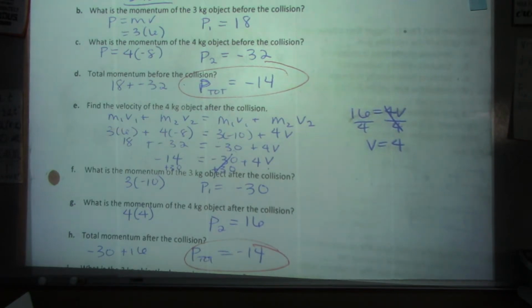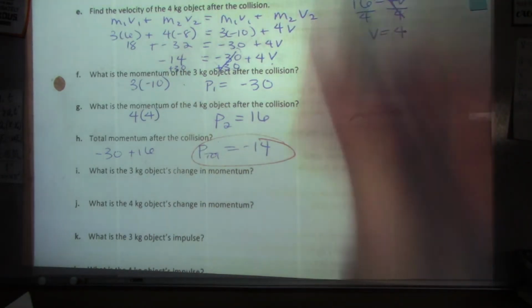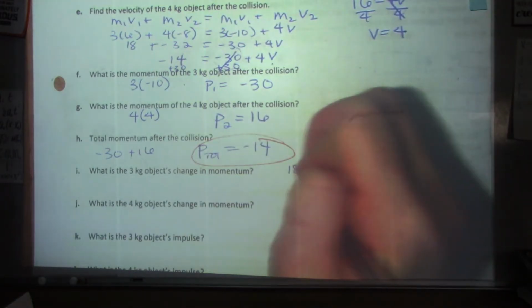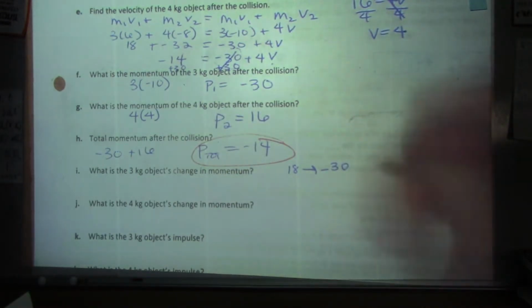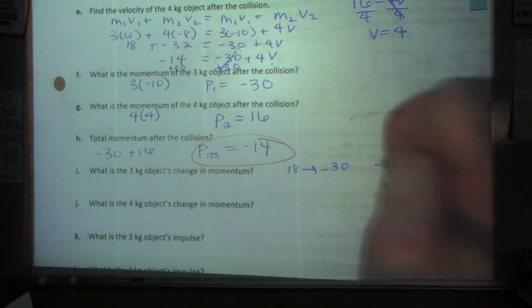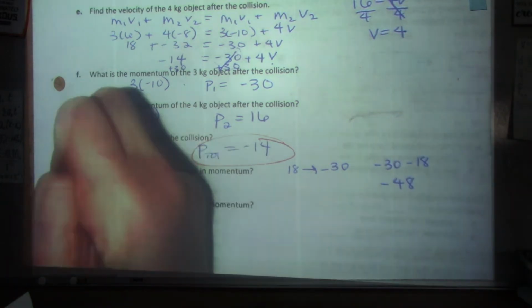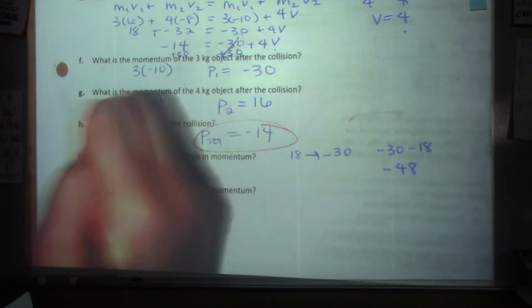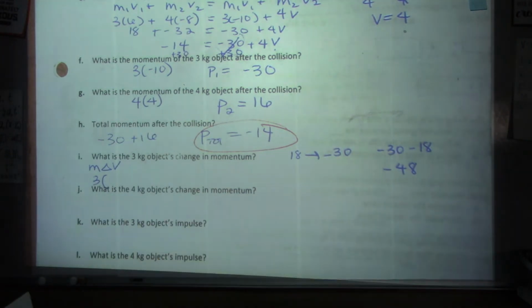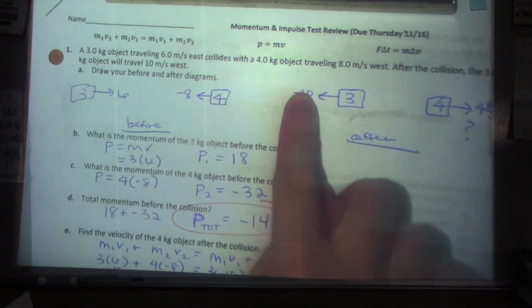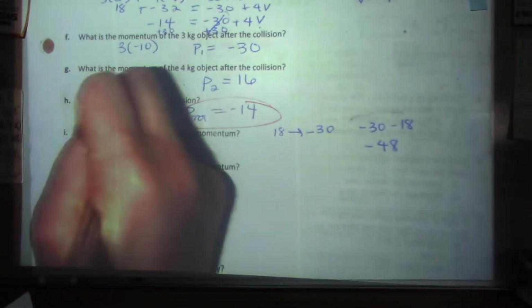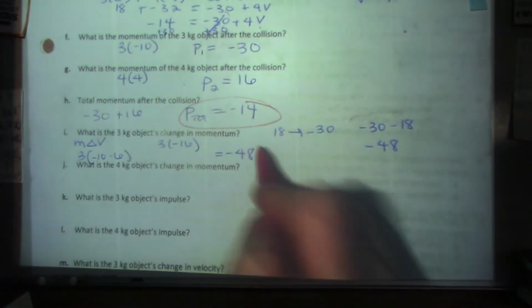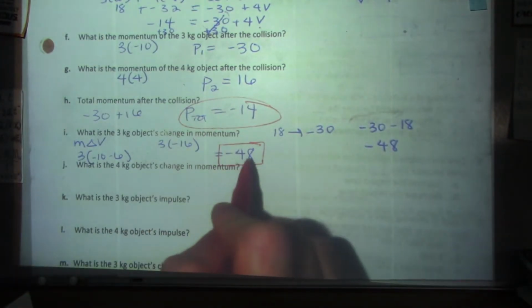The 3 kilogram object's change in momentum. So let's think about it, the 3 kilogram started with 18, and then after it was negative 30. So the change is just final minus initial, and that gives me negative 48. You also could use the equation for change in momentum, m delta v. The mass was 3 kilograms. Change in velocity is final minus initial for velocity. It ends at negative 10 and it starts at 6, so negative 10 minus 6 would be 3 times negative 16, which is the same answer, negative 48. So it doesn't matter which way you get it, the change is negative 48.